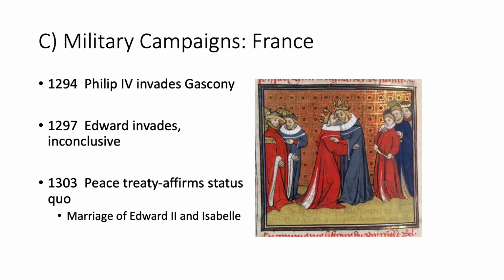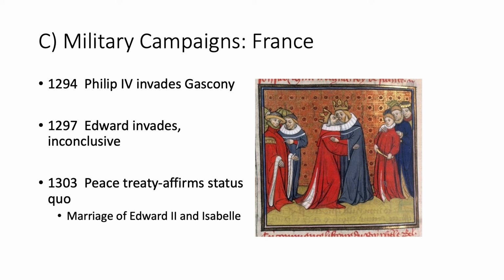And that elsewhere is France. He has some trouble with Philip IV. Philip IV tries to claim parts of Gascony. Gascony is located in southern France. Bordeaux is in Gascony, and Bordeaux is already dominating the wine trade, and so it's a source of a lot of income for the English.